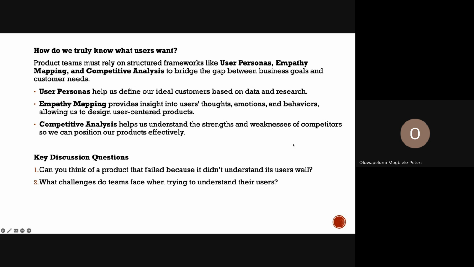So what challenges do you think teams face when trying to understand users? Samuel, you were saying. Okay, so you think users don't know what exactly they want. I agree. Fatima said Togo. Very true. But don't you think Togo is more of a geographical or regional issue? Because I think a lot of Asian countries still use Togo. I think it's just us in Africa that stopped using it.